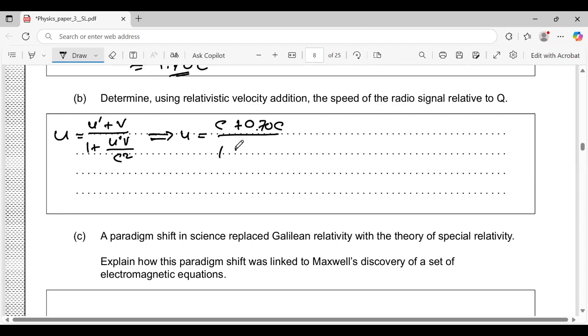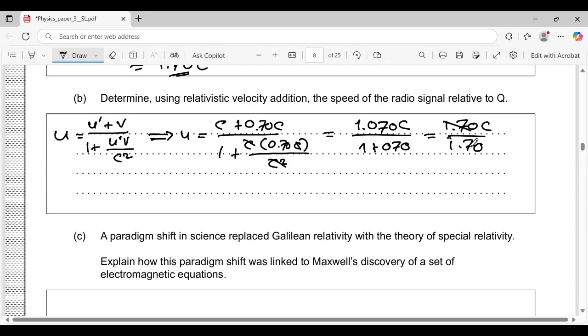Over 1 plus c times 0.70c over c squared. c times c is c squared. So it comes to 1.70c over 1 plus 0.70, so 1.70c over 1.70. That is equal to 1 when divided, so the result is c.